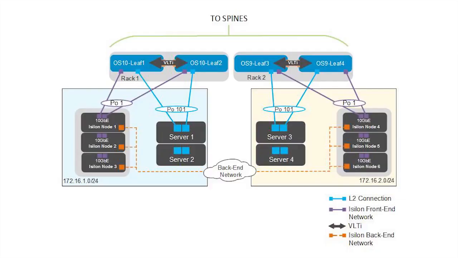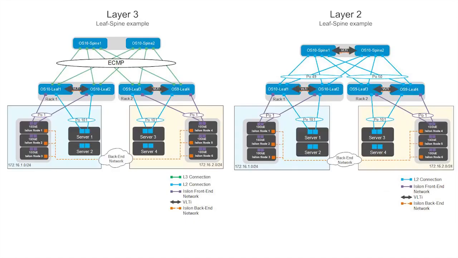In this deployment, the R730XT servers are used as compute nodes. 3 ISILON nodes and 2 servers connect to each leaf pair. The ISILON nodes connect on a backend network through 2 InfiniBand switches, creating a single 6-node cluster. This video focuses on the ISILON X210 deployment using Layer 3 leaf-spine topology and Layer 2 leaf-spine topology.